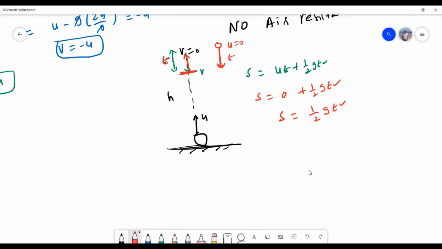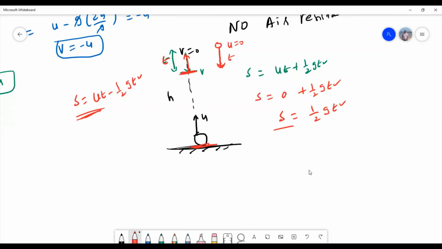Suppose they ask a question: what is the distance covered by a vertically projected body in t seconds? Then you simply use the equation ut minus half gt square. This is different from that. This is for the last t seconds, and this equation is for t seconds from the beginning.